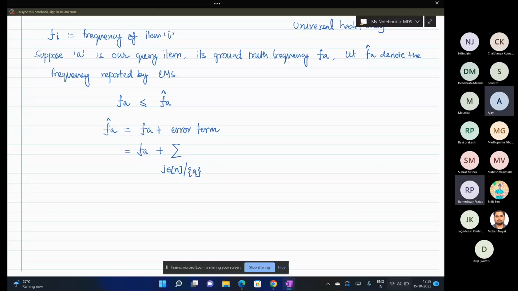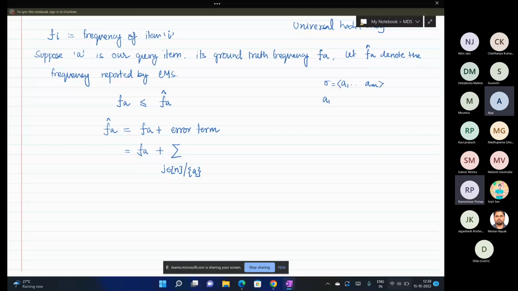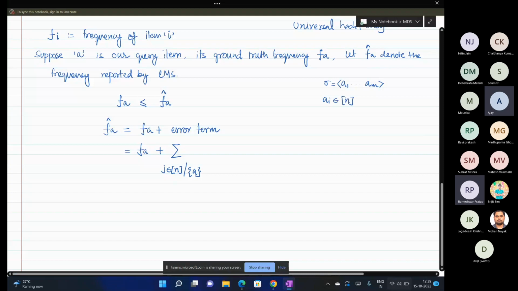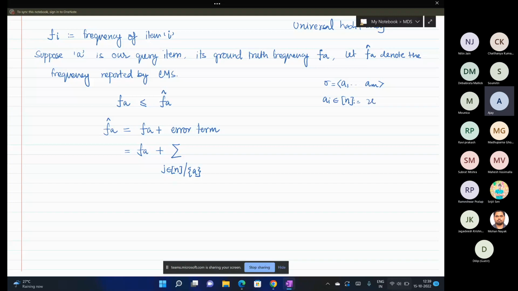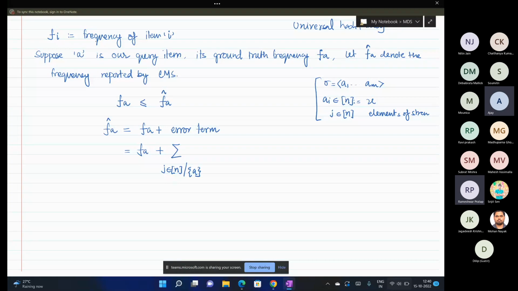right? So here I'm quickly recalling the notation. This data stream is a1 to am, where each ai belongs to N, which is our universe. And I'm also using j belonging to N as an element of the stream. All those elements in the stream which are not equal to A, that is, the set of elements in the stream other than A, have their frequencies denoted as Fj, and they map to the same position to which A has mapped, right?